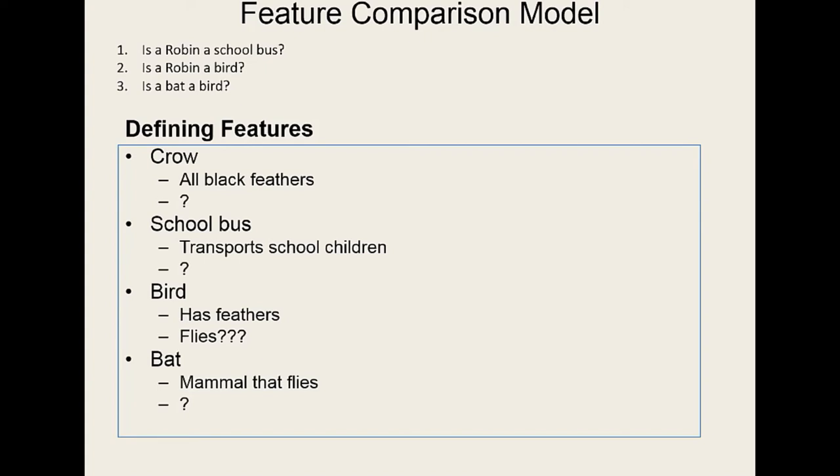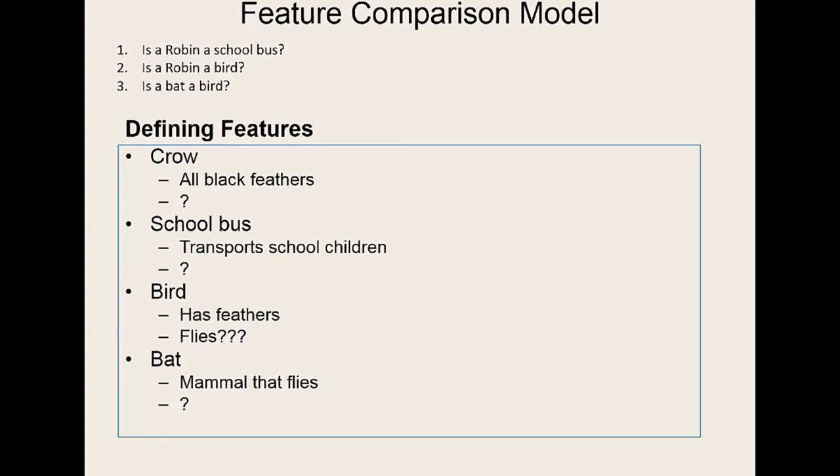Is a robin a bird? Is a bat a bird? You can think of this for different types of birds. So for example, for a crow, what are the defining features of a crow? Well, they have all black feathers, right? And there's probably some other ones. They have a black beak, maybe talk about how they fly.